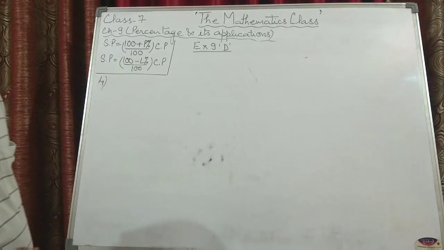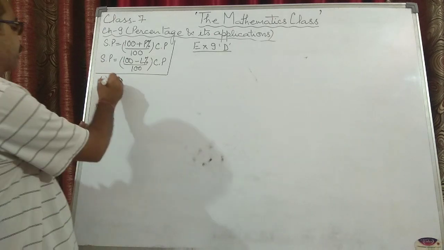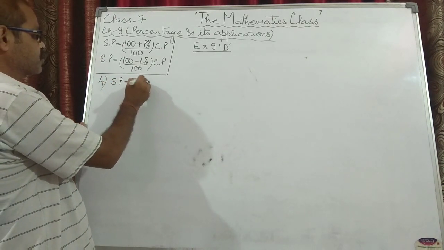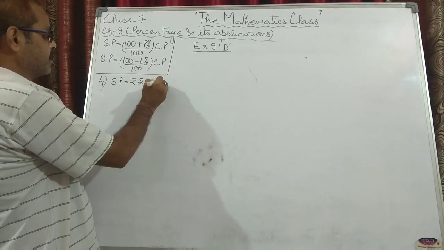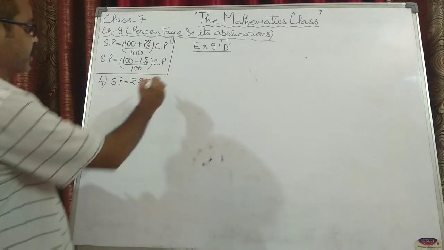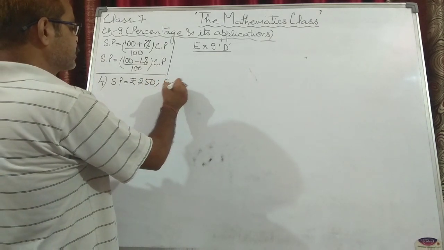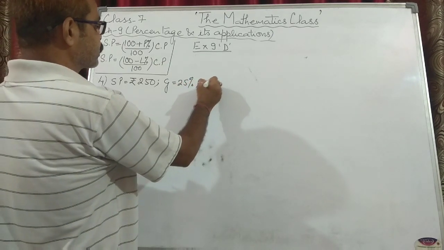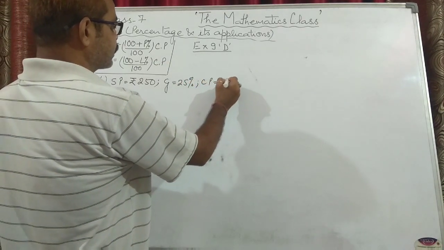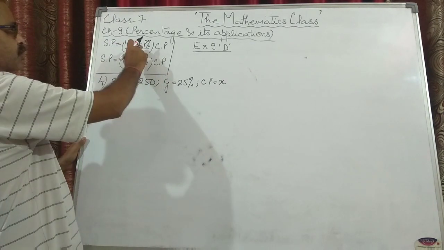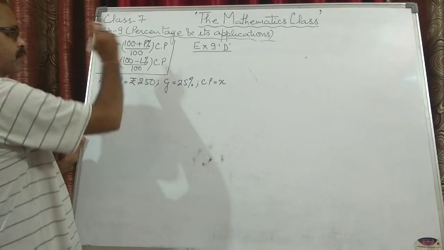Question number 4 is: by selling a book for rupees 250, meaning selling price is given as rupees 250, Sonu gains 25%. Gain is given as 25%. Find the cost price. Let us assume that the cost price is X. Again the same formula because he is gaining. So in gain we use 100 plus profit percent.